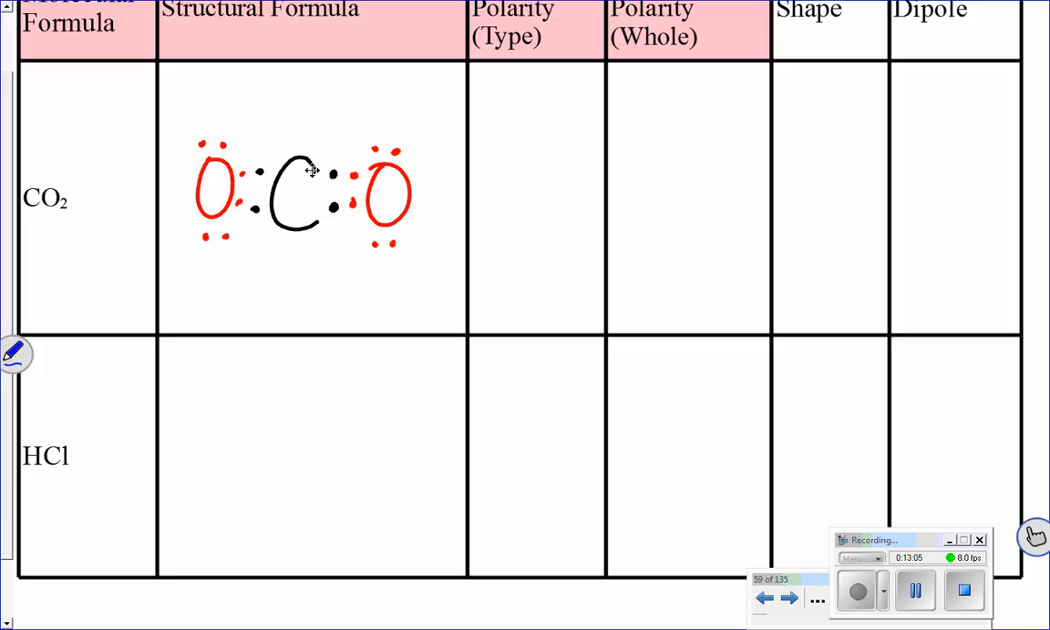Check it out. Oxygen, 1, 2, 3, 4, 5, 6, 7, 8. He feels like he has 8. Carbon, 1, 2, 3, 4, 5, 6, 7, 8. Feels like he has 8. This other oxygen, 1, 2, 3, 4, 5, 6, 7, 8. They all feel like they have 8.